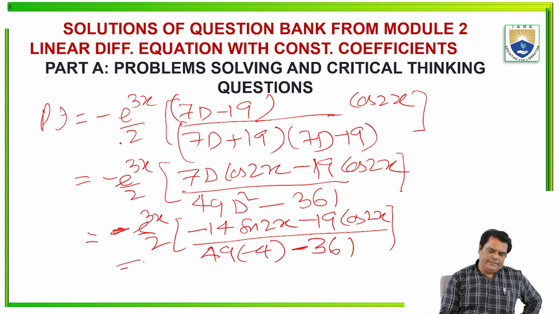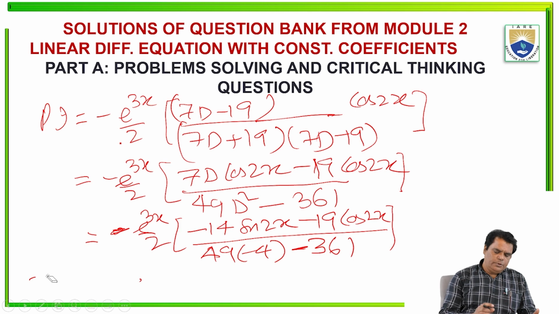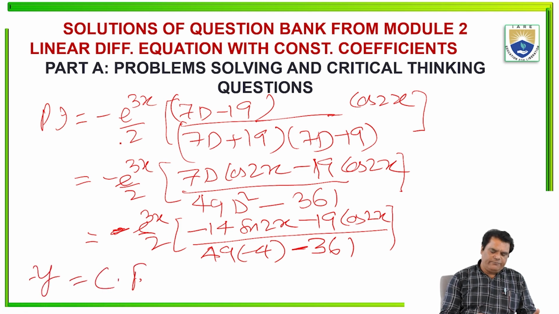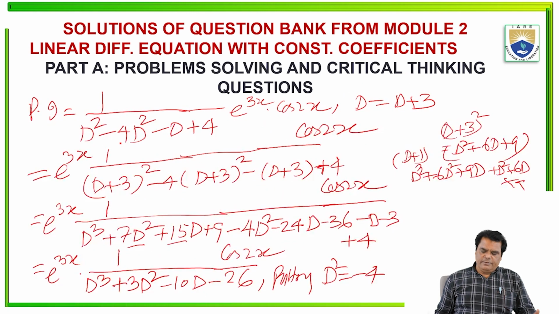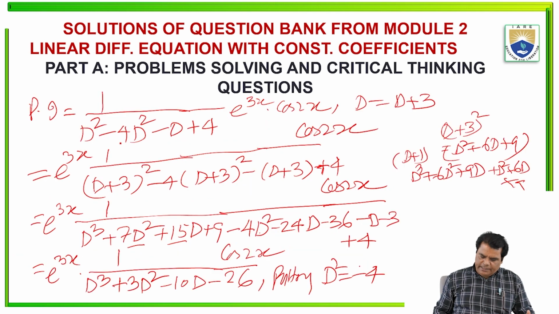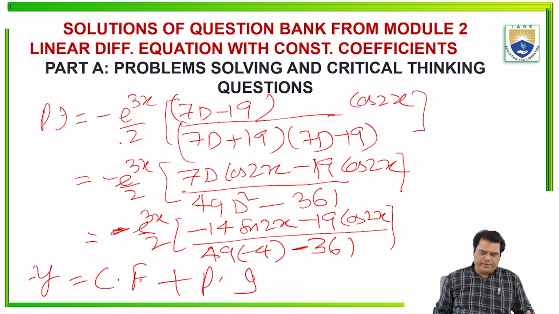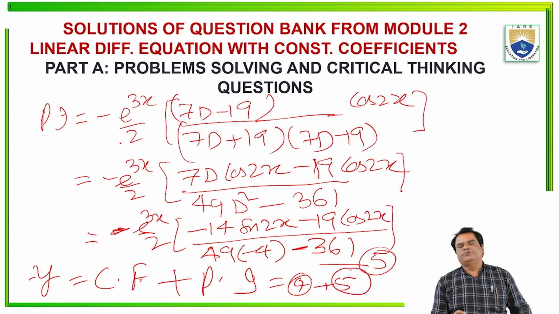This is complete PI. Now y is equal to CF plus PI. This is the complete solution after adding CF. This is equation number 4, and now this equation is 5. Adding 4 plus 5, we get the complete solution.